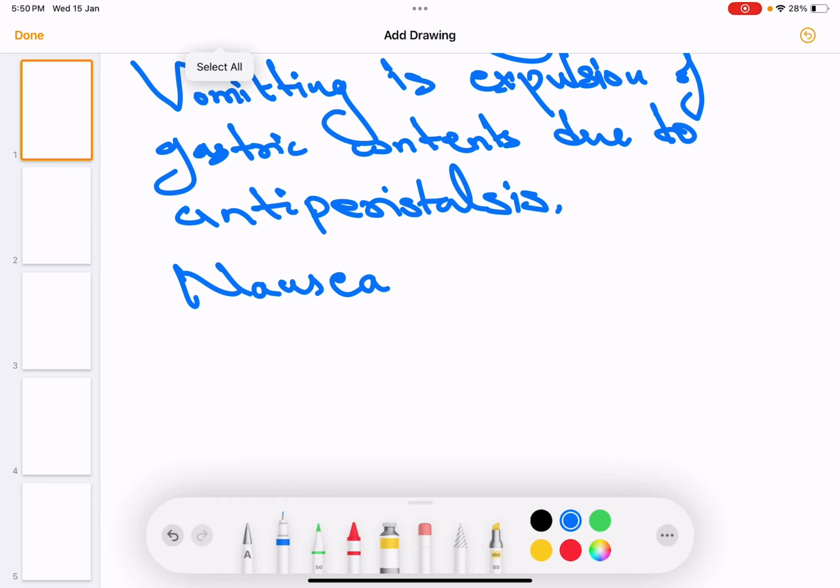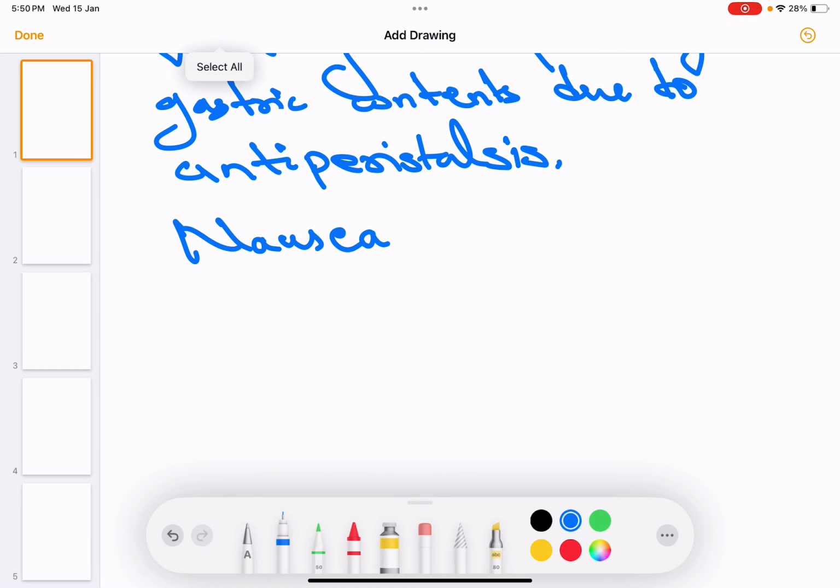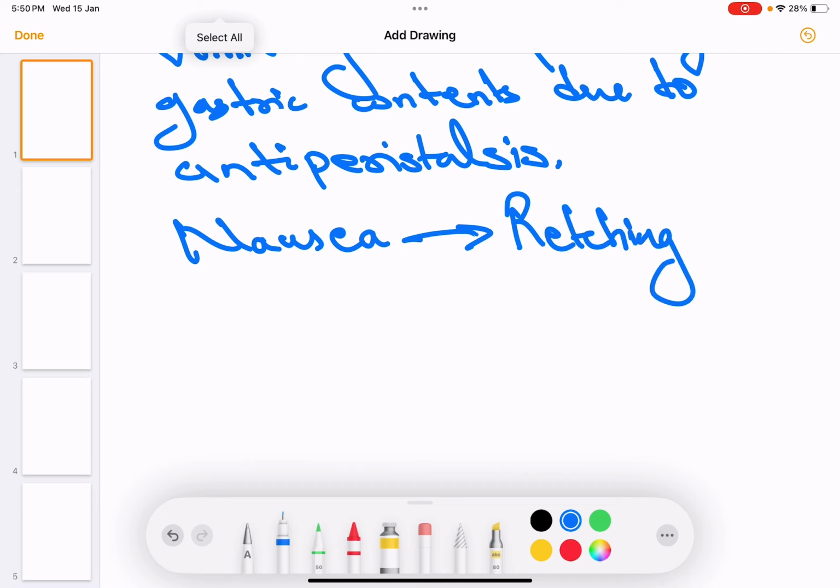It precedes the vomiting. Now, what is retching? Retching occurs between nausea and vomiting. It occurs in between the two. So, retching is a series of antiperistaltic movements, which are GI movements like vomiting, but there is no expulsion of gastric contents.